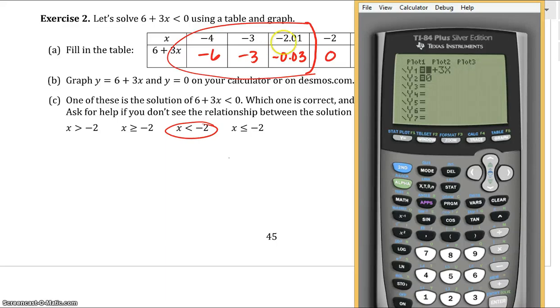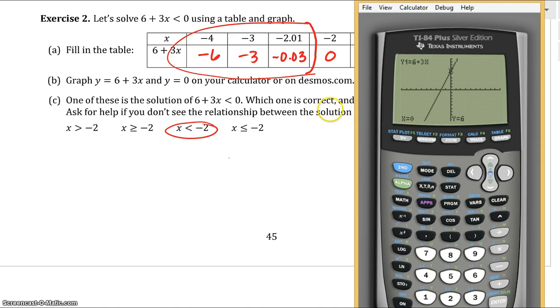So in y1, I'm going to type in 6 plus 3x, and y2, I'm going to type in 0. Again, I'm going to choose zoom, standard. Number 6 is standard. And you can't see that y equals 0 because it's right on the x-axis. But we still could hit trace.